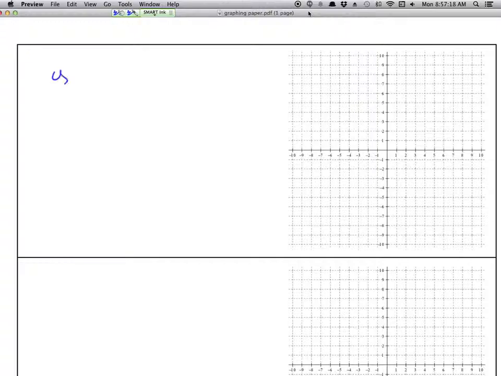So let's say I want to graph y equals negative e to the x plus 2, plus 3. Notice that my base is e. Anybody know what e is? It is a constant. So e is a constant. What type of constant do you think it is?